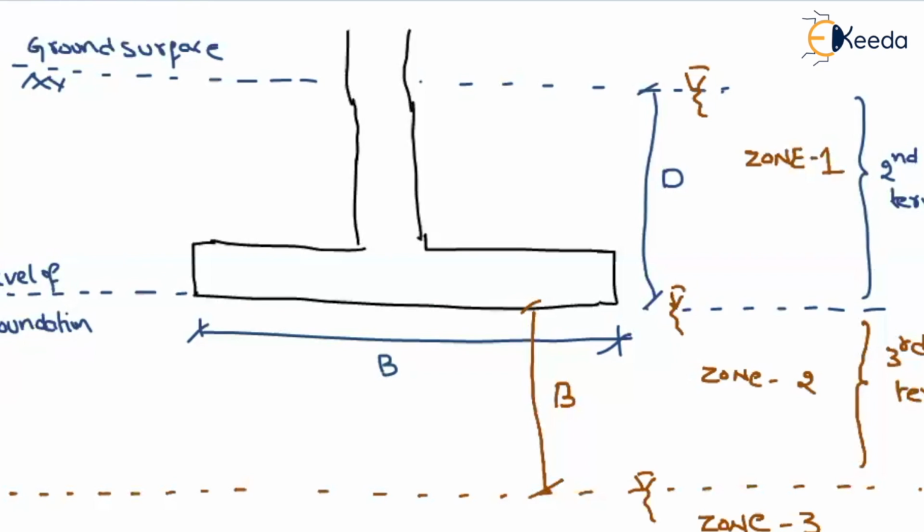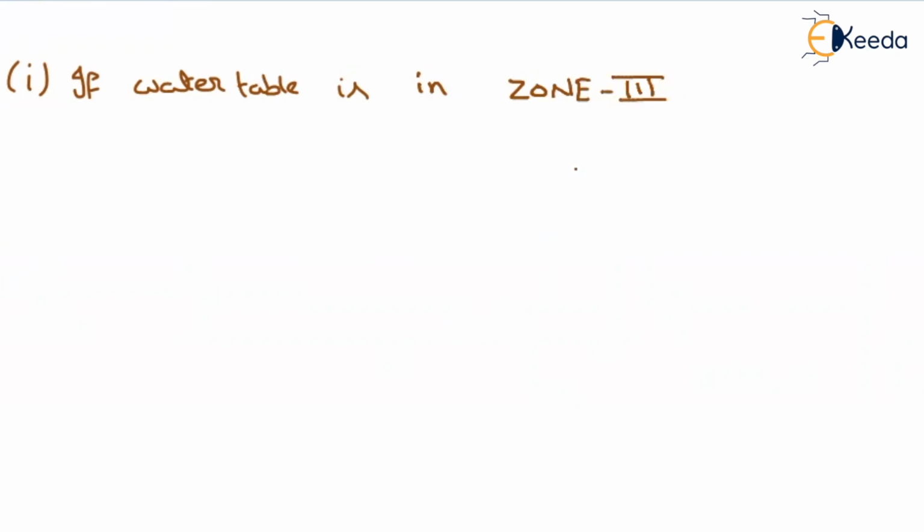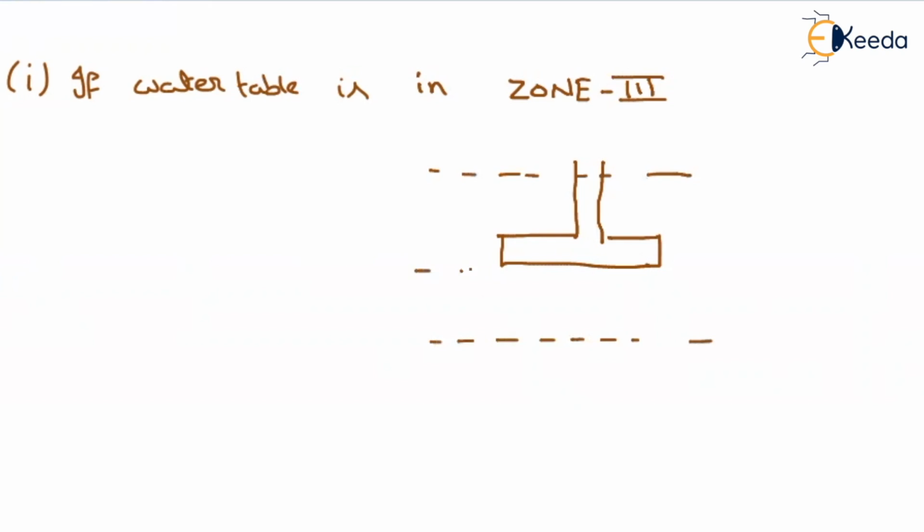Let us say your water table is in zone 3. Let us consider the first case. If the water table is in zone 3, that means in the present case, let me simply draw a foundation, ground surface, and this is another layer, and this is also another layer. So from here to here, we will call it the depth of the foundation. This layer will be at a distance of the width of the footing. So below this level, it is called zone 3.